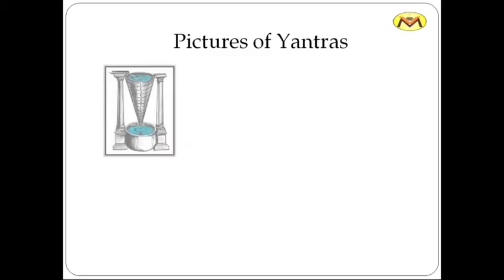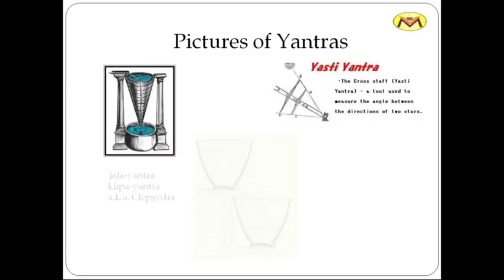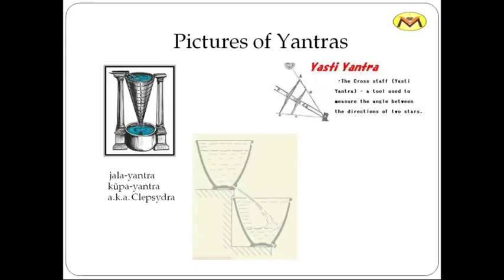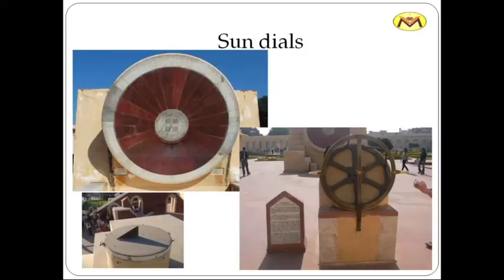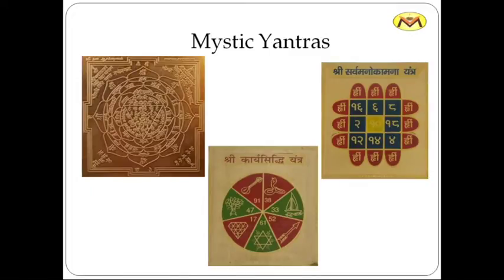Here are a few pictures of different types of yantras that were used. This is a typical water tank kind of yantra. These are astronomical yantras that we can see in Jaipur. This is a picture that I had taken when I was in Jantar Mantar in Jaipur. Sundials are also one of the types of yantras, and these are the mystic kind of diagrams. As we can see here, there are a lot of geometrical shapes, and there are some mantras or aphorisms written in Sanskrit.